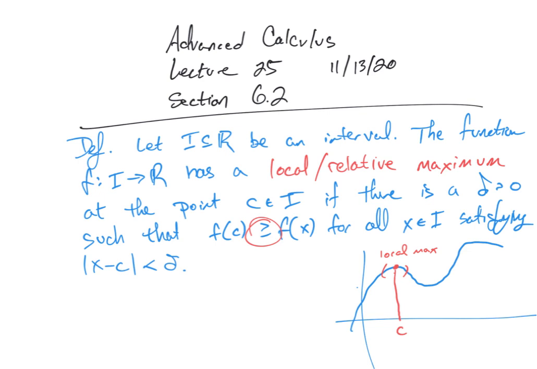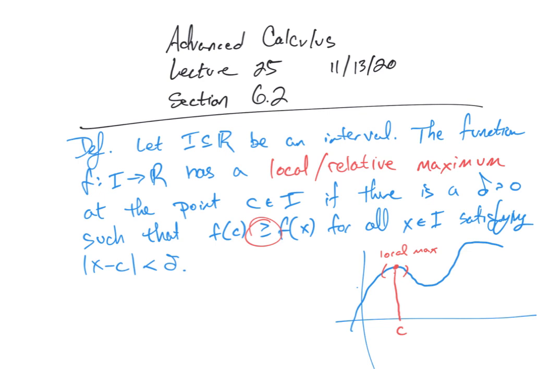Now, let me note we've already defined absolute maximums and minimums. We did that back in section 5.3. You might remember our theorem back then. It was the maximum minimum theorem. It said if you've got a continuous function on a closed and bounded interval, then it does attain its maximum and its minimum. Okay? But these are different. These are local maximums and local minimums.